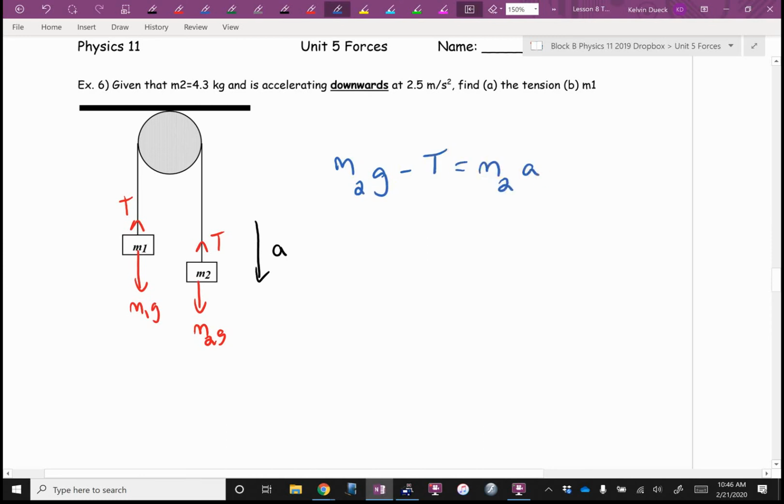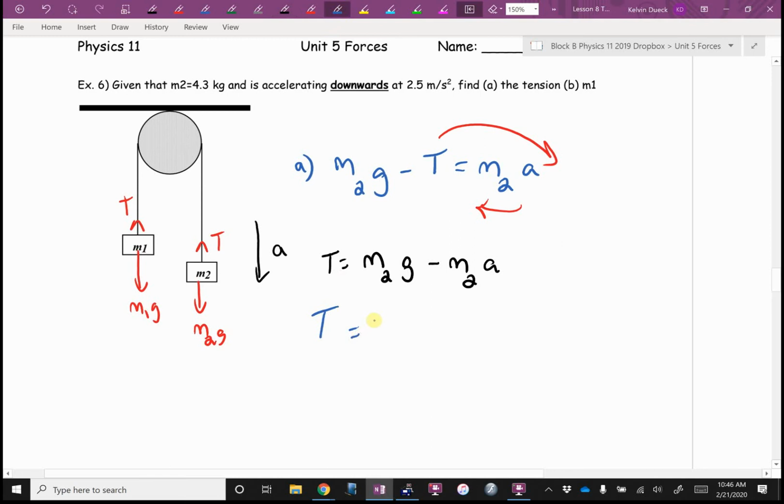McKenna, what did A want me to find? Okay, let's see, get the T by itself. Can I find tension from this? I think I know M2, I know G, I know M2, I know A. Yes, I can. Swappy dance, I think. I have M2G minus M2A. Alec, instead of writing equals tension, do you mind? Can I put tension equals on that side? Because that's kind of what I prefer.